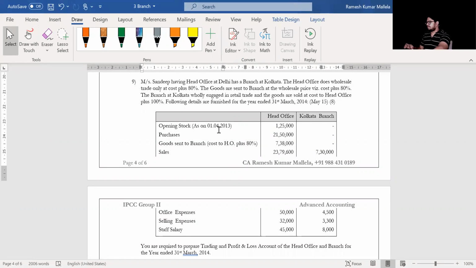Please read the 9th question. Messrs. Sandeep, having head office at Delhi, has a branch at Kolkata. The head office does wholesale trade only.